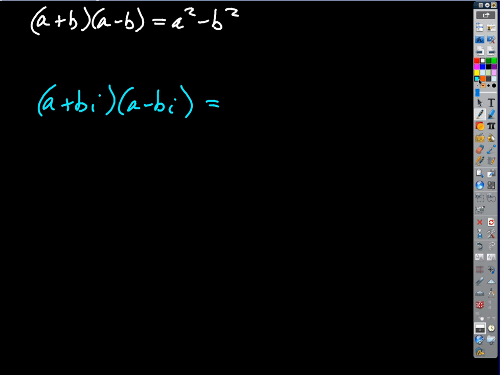So it's going to look like a squared minus bi squared. Well, what is bi squared? That's b squared times i squared. But what's i squared? Negative 1. So that just becomes a squared plus b squared. So every time you multiply a complex conjugate pair out, you're always going to get a squared plus b squared, right?